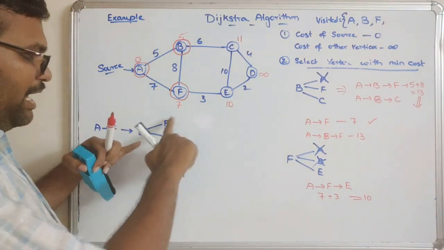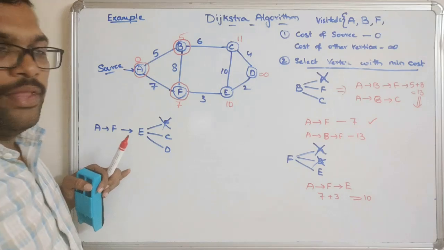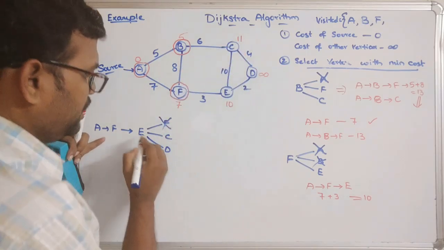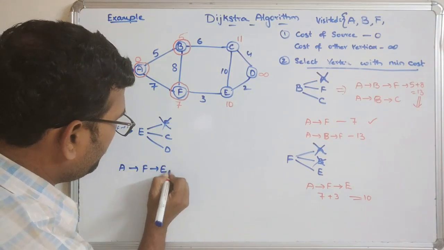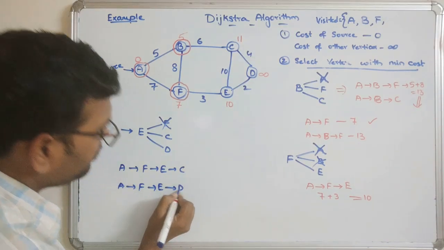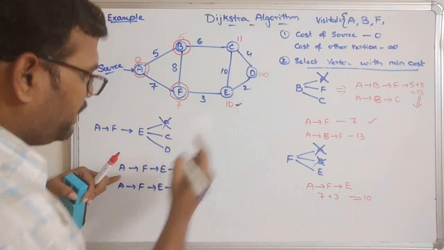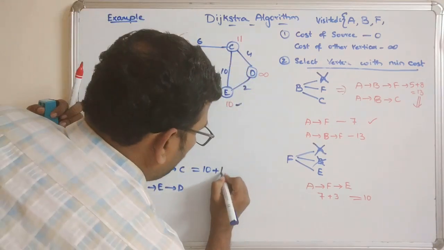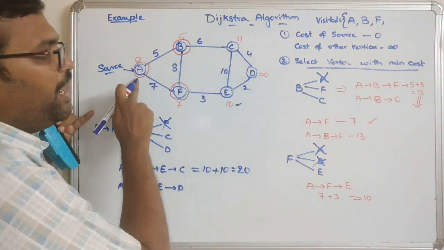So here any vertex in the visited? Yes, F is already visited, so you need not worry about this one. So we have to find out the cost for E to C and E to D. E to C means A to F, F to E, E to C. Similarly, A to F, F to E, E to D. So what is the cost here? A to F is 7, 7 plus 3 is 10. So here we got a 10. E to C is 10, so total 20. Already the cost of C from A is 11.